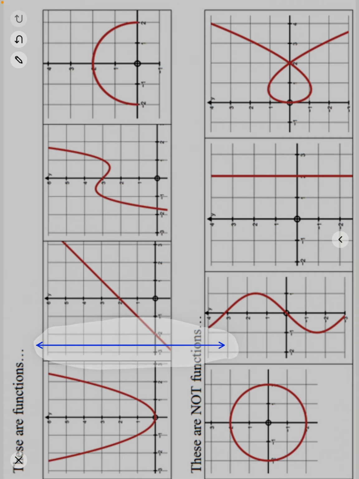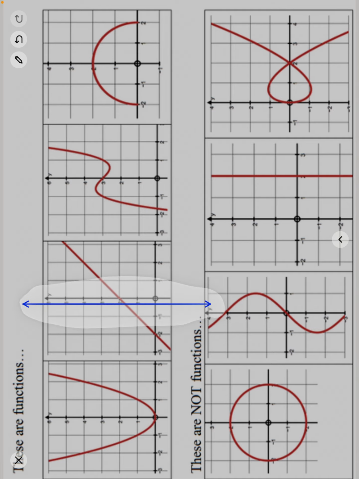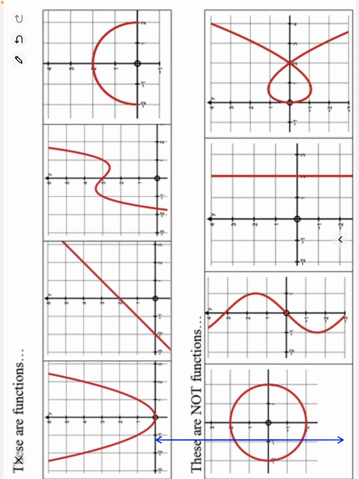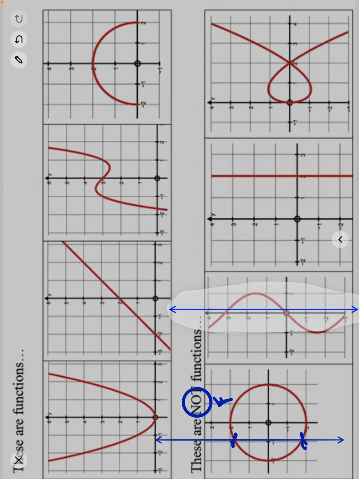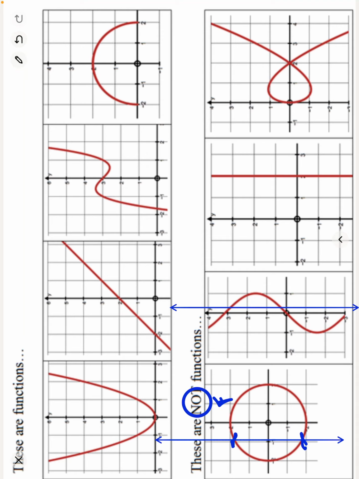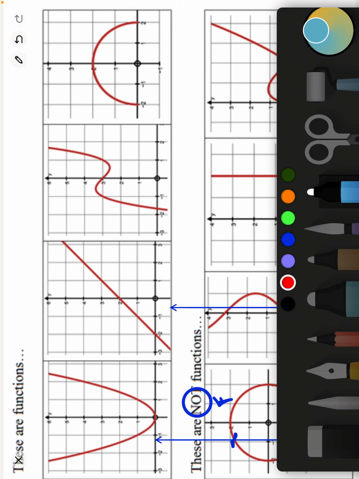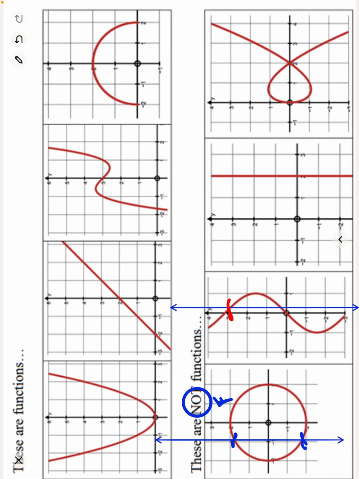Now, this line here, the next graph, it's the same thing. No matter where I put the vertical line, I only intersect the graph in one place. Now, let's go down here and look at this circle. This is not a function because no matter what, I'm hitting this circle in 2 places. So that means this is not a function. All right. Now, if I do that again, let's look at a couple others. If I draw this vertical line here, same thing. It's hitting this graph in more than one place. So this is not a function, right?